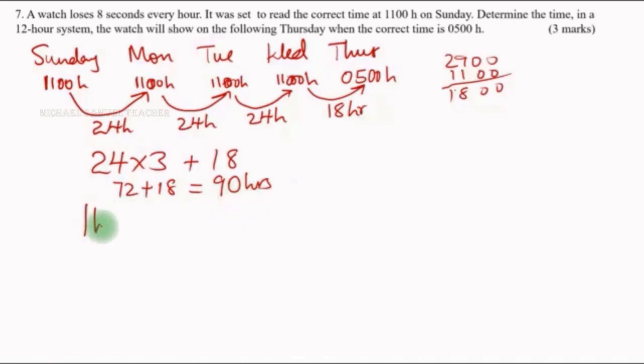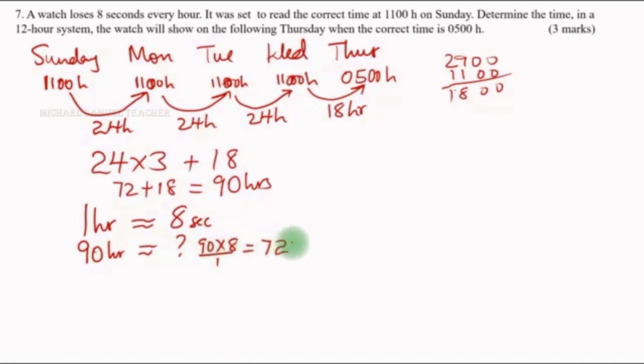But in 1 hour, 8 seconds is lost. What about 90 hours? How many seconds will we have lost? That will be 90 times 8 divided by 1. So 720 seconds will have been lost, which is equivalent to 720 divided by 60. This is equivalent to 12 minutes. That simply means from Sunday to Thursday, 12 minutes have been lost.